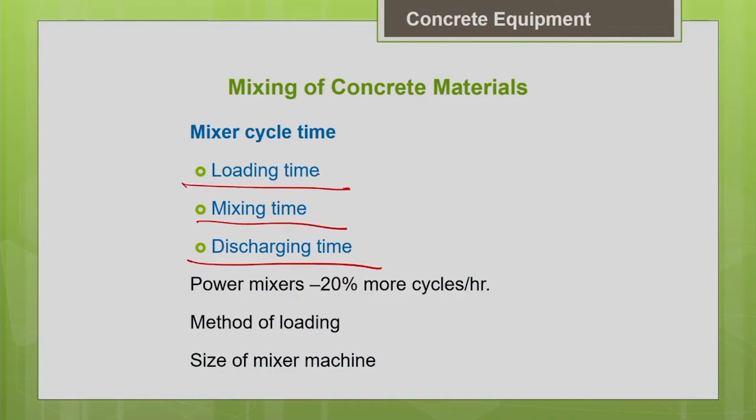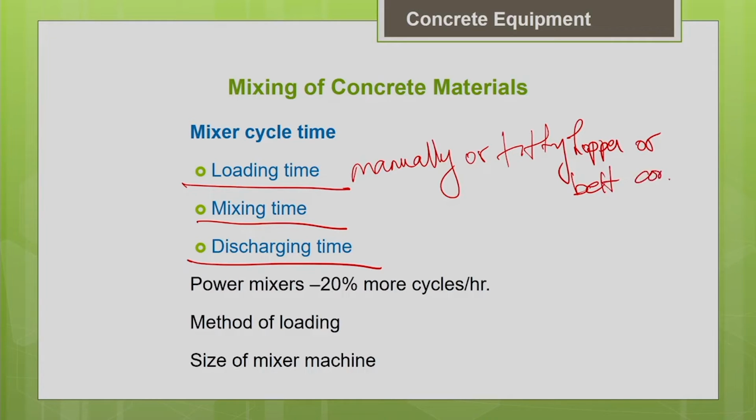So, loading time depends whether you are going to manually feed in the material, or you are going to use a tilting hopper for feeding the material, or you are going to use a belt conveyor for feeding the material. So, it depends upon what arrangement you have for loading the mixer machine. Accordingly, your loading time will vary.